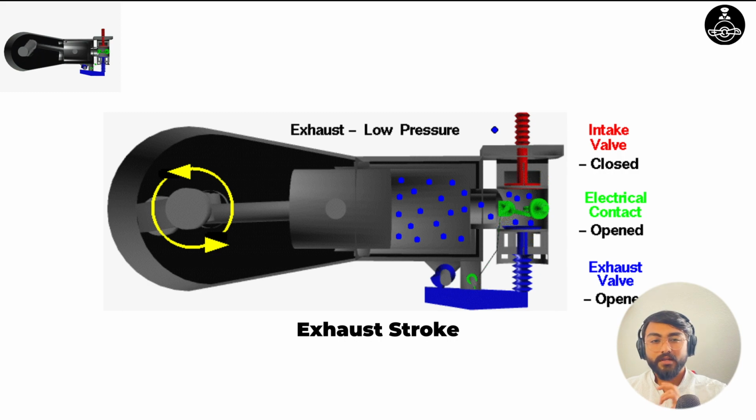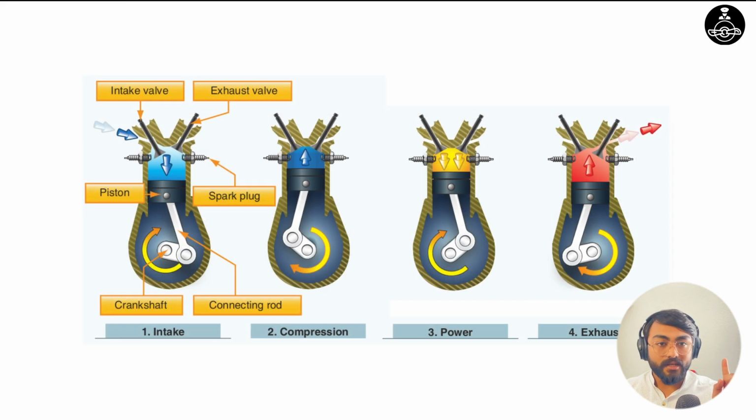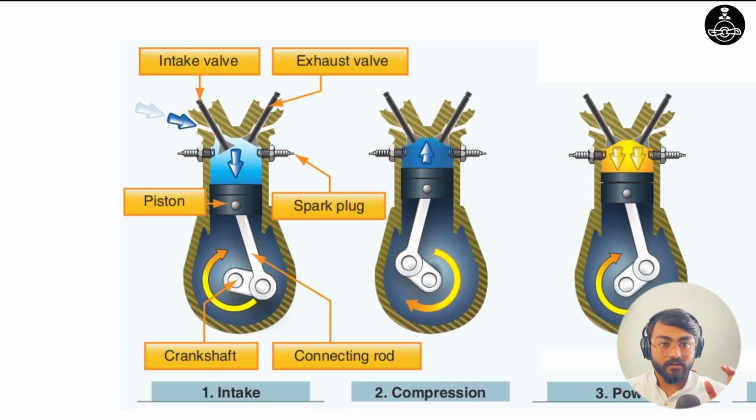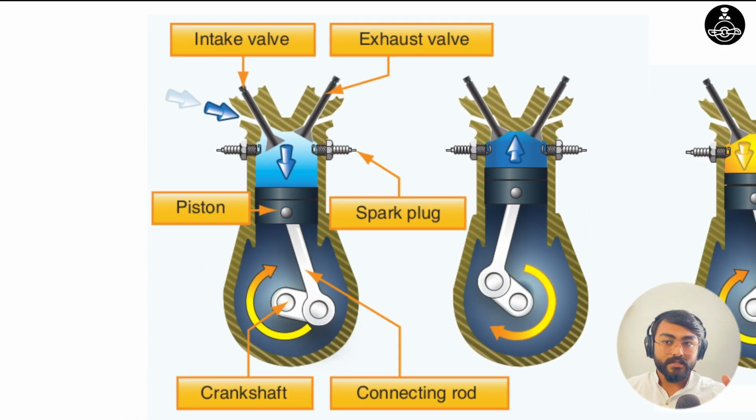Now let's go a little bit deeper into the things that we discussed. We have intake and exhaust valves on the top of the cylinder. These valves allow fuel and air mixture in through the intake valve and allow combustion materials to go out of the exhaust valve during the exhaust stroke.